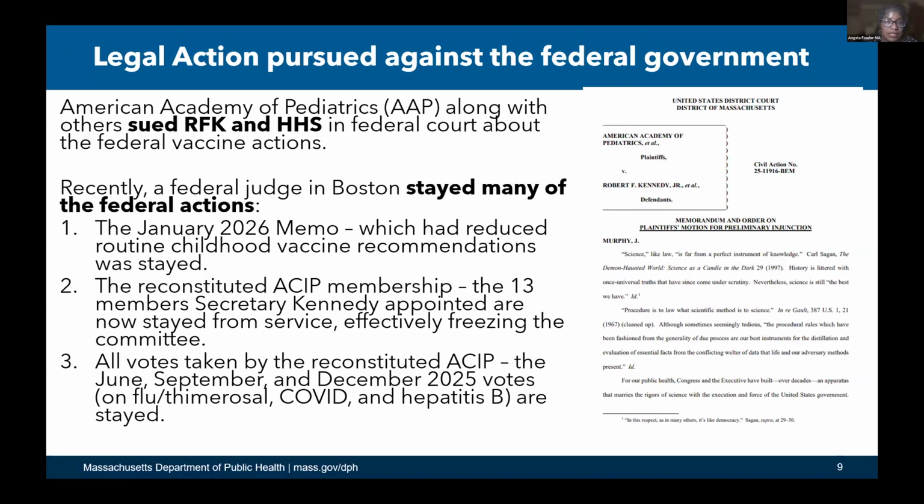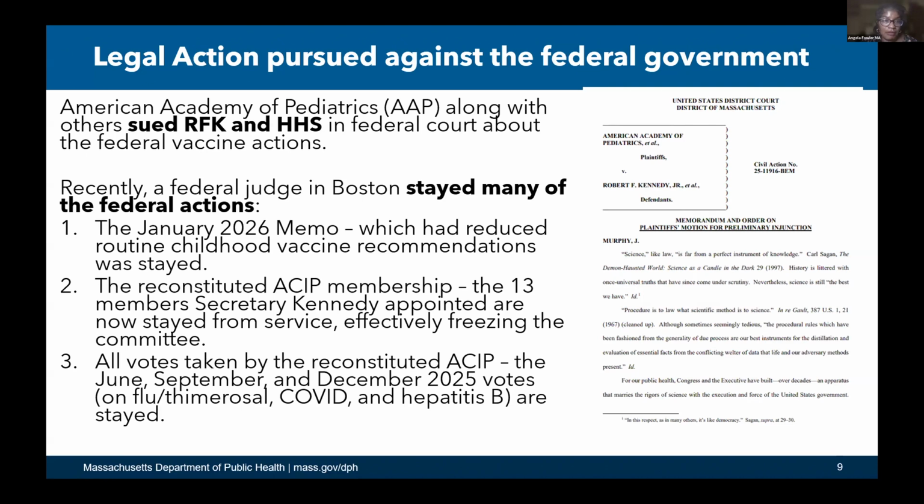So the January 2026 memo, which had reduced the childhood vaccinations, was stayed because there was no science behind that. The judge also recognized that the reconstituted ACIP membership were not qualified based on the ACIP charter, which specifically says that ACIP members should have expertise in vaccines. So the judge said that wasn't the case. The ACIP, as constituted by RFK, was not valid, and so they stayed that particular group. And then he also stayed all of the votes taken by the reconstituted ACIP throughout the year, of which there were a number.